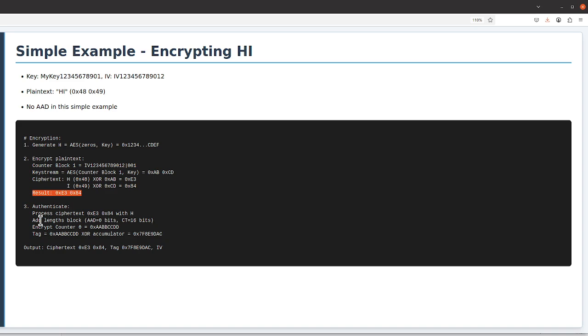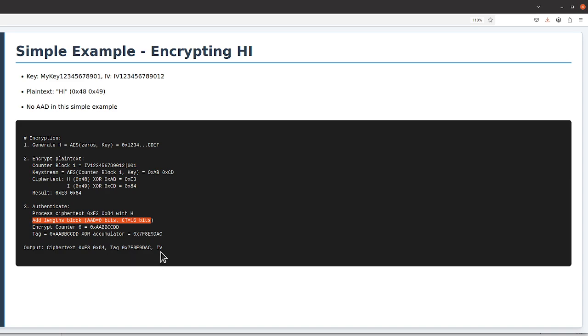Step 2 is authentication. We first generate the authentication key H by encrypting a block of zeros with AES and our key. Let's say this produces H, which is a 128-bit value, beginning with 12 and ending with DEF. Since we have no AAD, we skip that part. We process the ciphertext 0xE3 0x84 by padding it to 128 bits and multiplying with H in the Galois field. Let's say this produces an accumulated value.